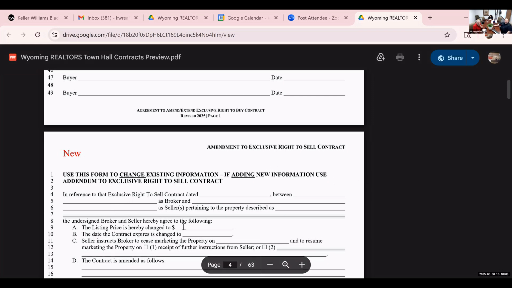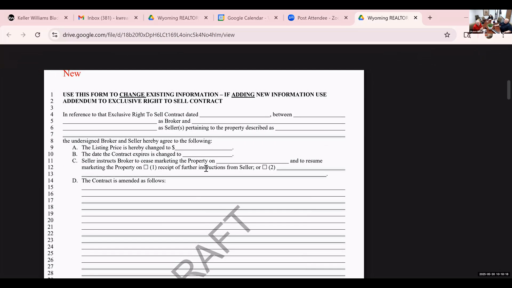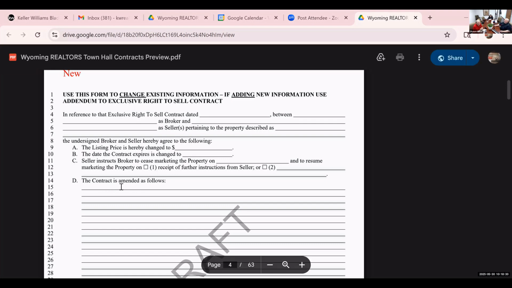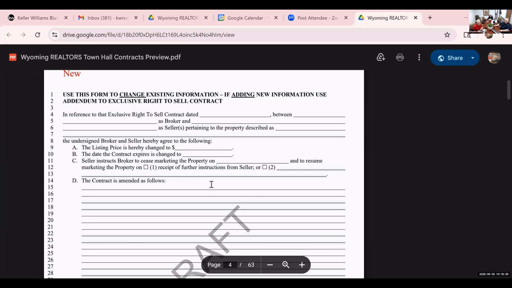So you're going to change the listing price. You're going to change when the contract expires because you're going to extend it. Seller instructs the broker to cease marketing on the property if they're going to pull it off. We had questions before about what you do if you're going to withdraw it for a little while; that goes on this form. And the additional thing I would do on this form is, if your seller has given you information to disclose, which would not normally be out there and would be confidential, write that in here, what they're allowing you to say, and have them sign off on it.